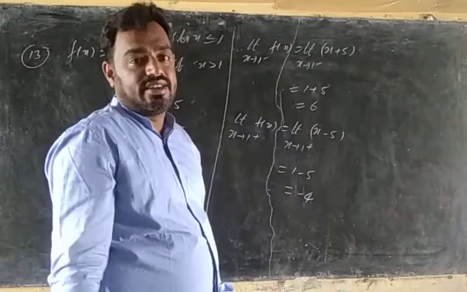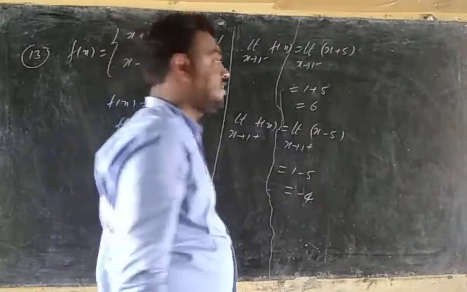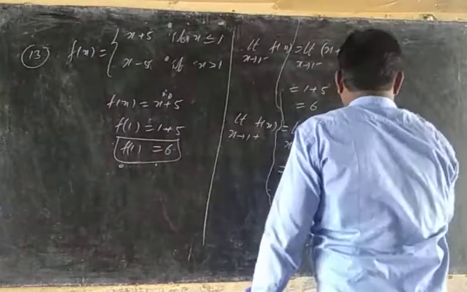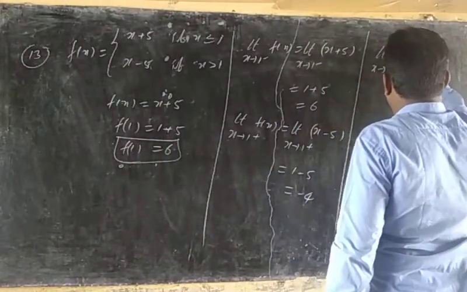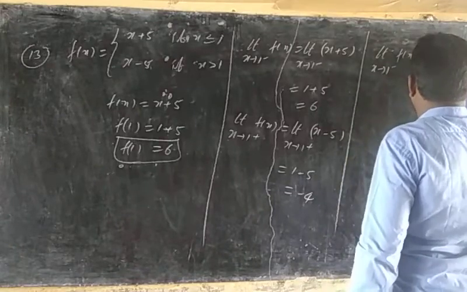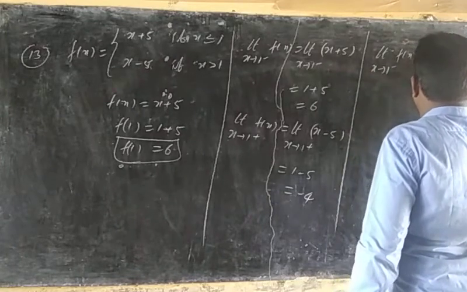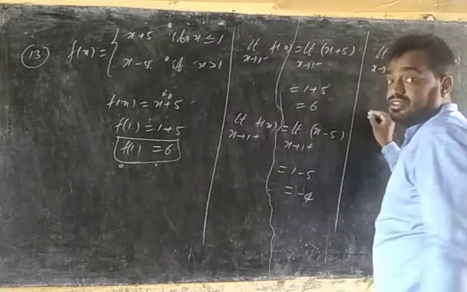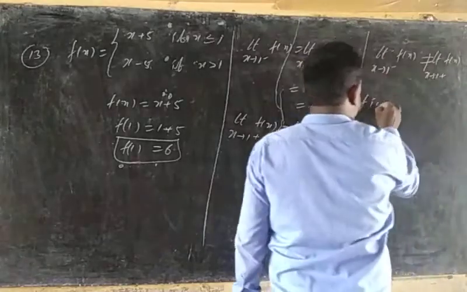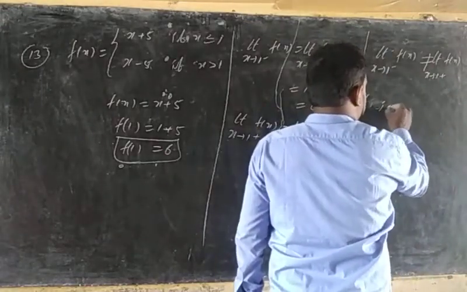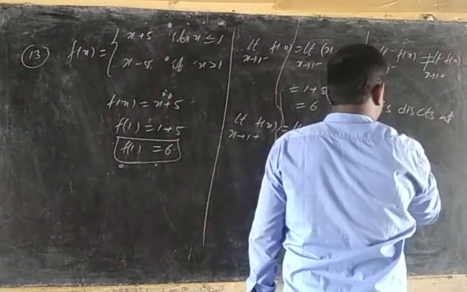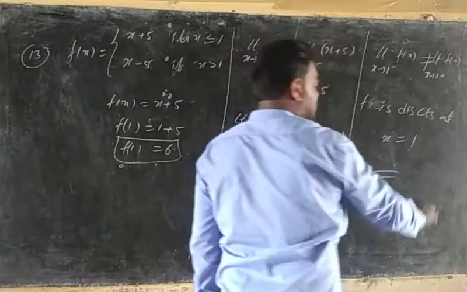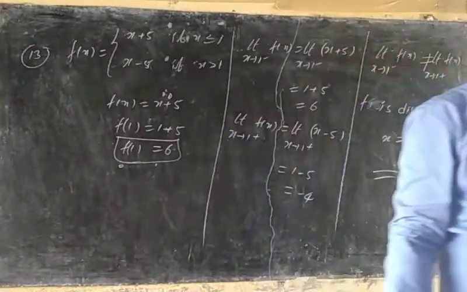Therefore, it is not continuous. It is discontinuous. Therefore, limit x tends to 1 minus of f of x is not equal to limit x tends to 1 plus of f of x. Therefore, f is discontinuous at x equals 1, is the answer. Understood?